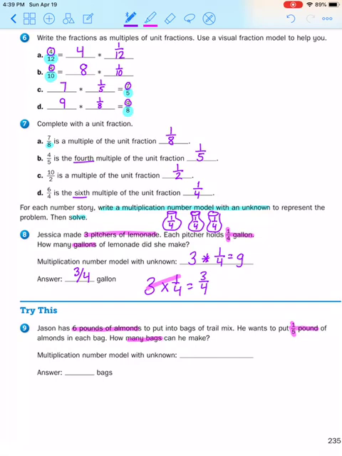Well, let's see. We don't know how many bags, so that would be our unknown value, our x. And actually, so we don't get confused, I'm going to do a B for bags. We do know that he used 1/5 pound of almonds in those bags, and altogether he had 6 pounds. So you have to think to yourself, B times 1/5 would equal 6.